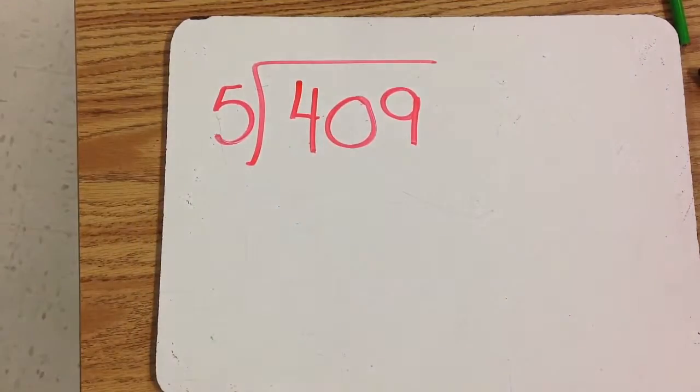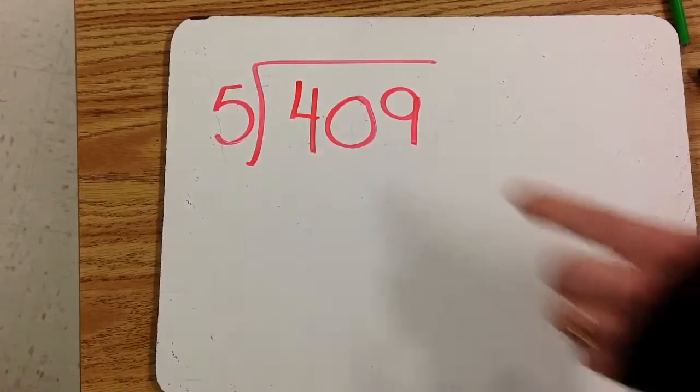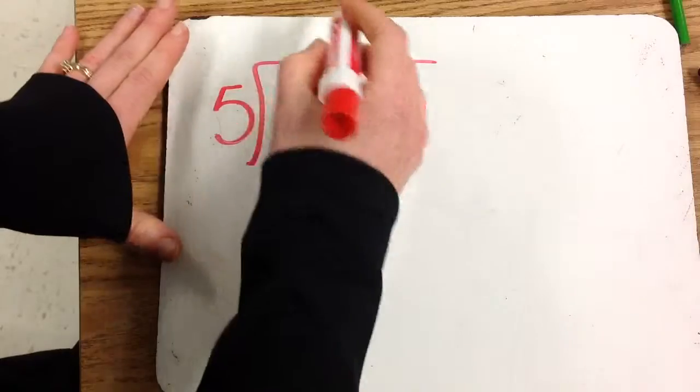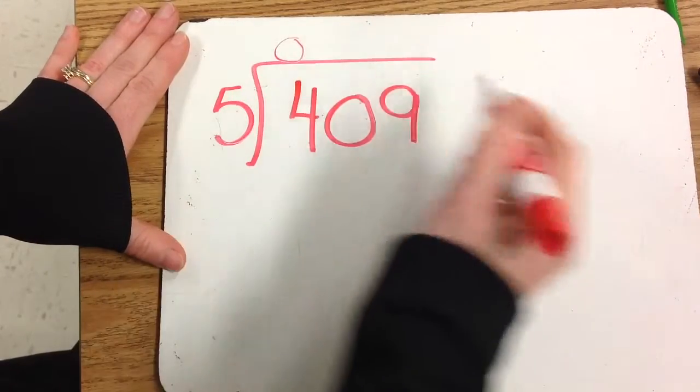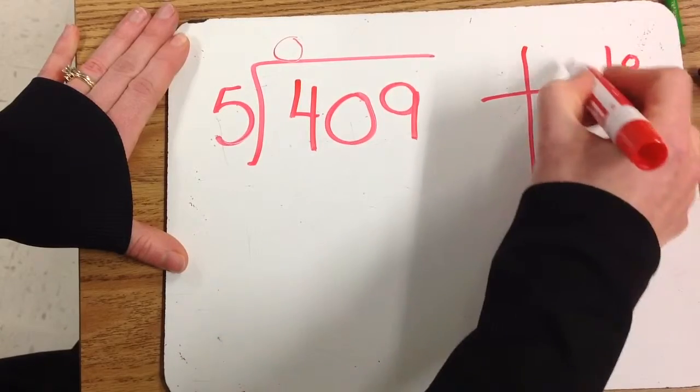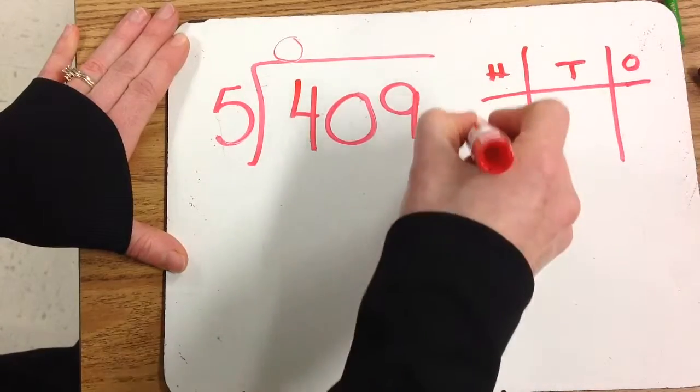And ask yourself, I have 4 hundreds. Can I break that up into 5 groups? Hopefully you answered, no, I cannot. And if you answered, no, I cannot, then you need to put a big fat hairy 0 up here. If you need your place value chart, ones, tens, hundreds, that's fine.